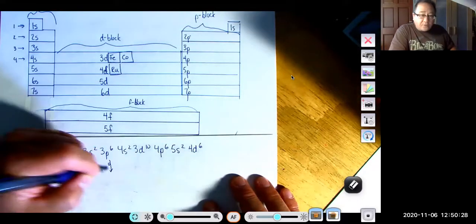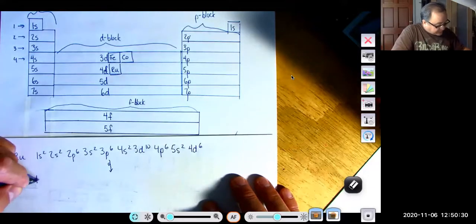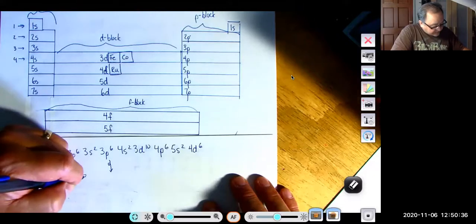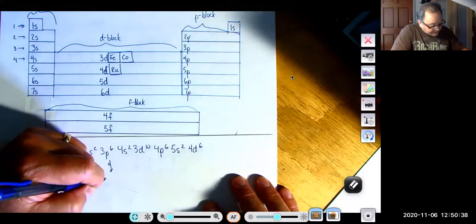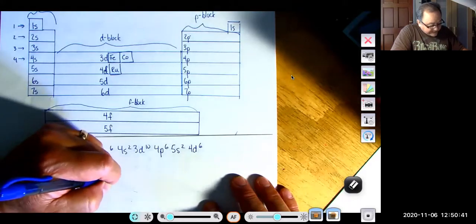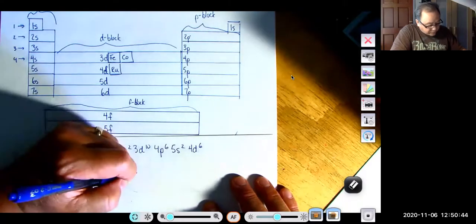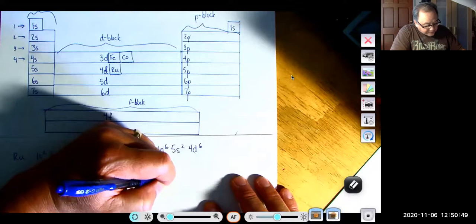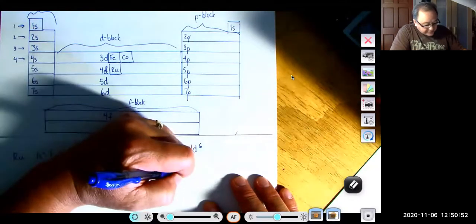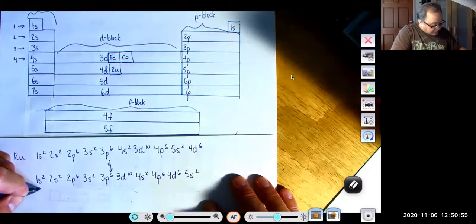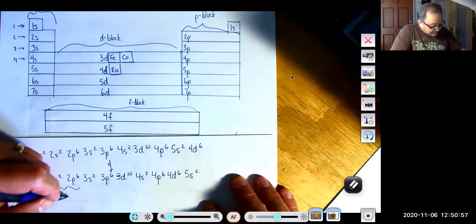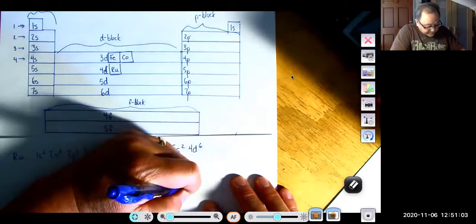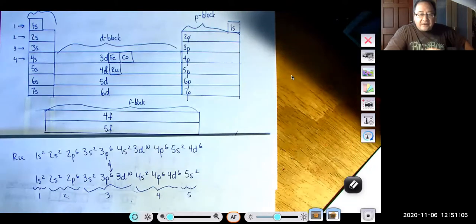So here's my little symbol for rearrange. 1s2, 2s2, 2p6, 3s2, 3p6, 3d10, 4s2, 4p6, 4d6, 5s2. So we rearrange it so we put the 1s together, the 2s together, the 3s together, the 4s together, and the 5s together.